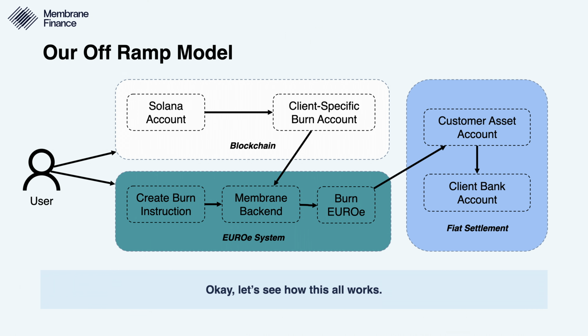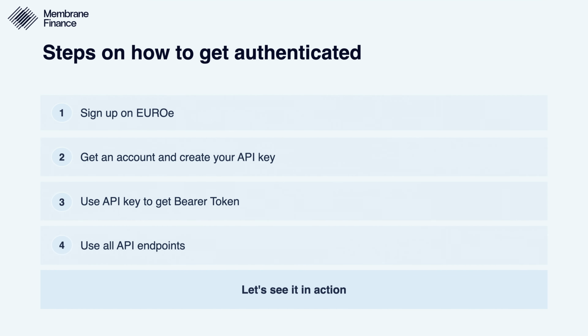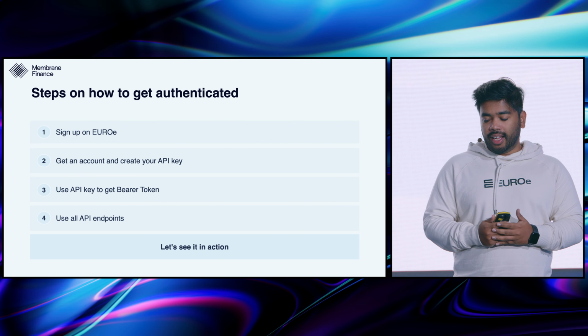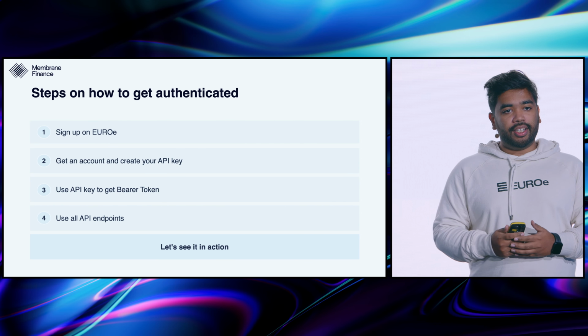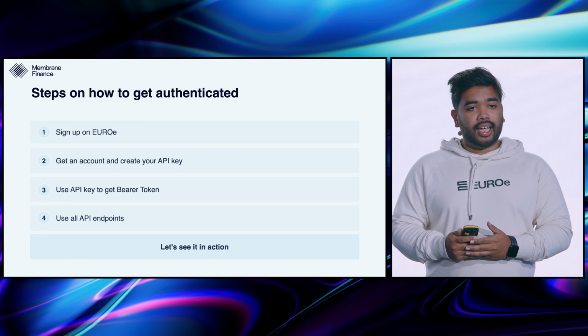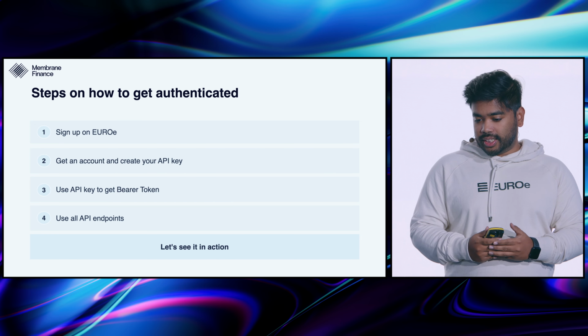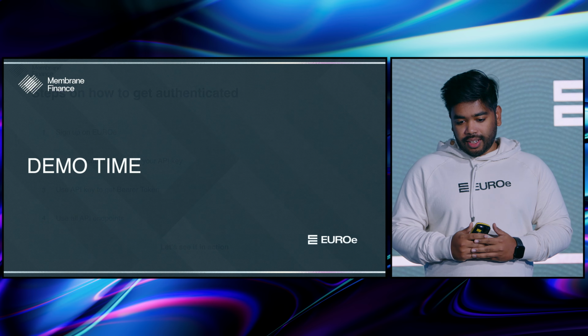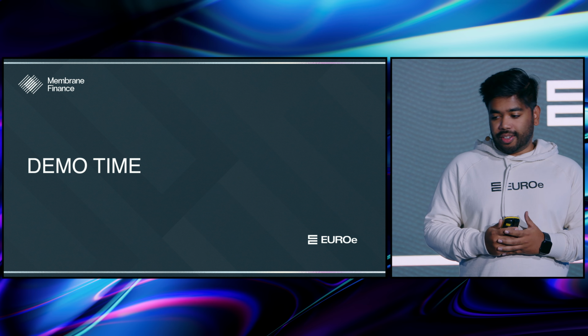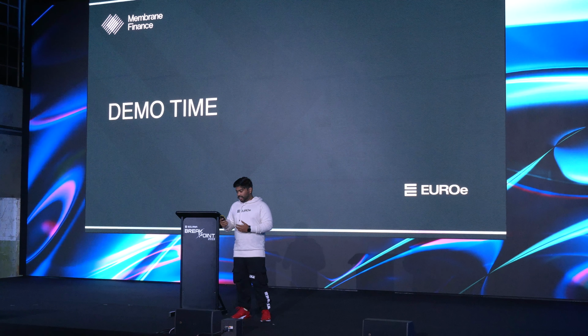And let's talk a bit about how you can do this on our platform. So these are the steps. One is to sign up with us. Next, when you get an account, you get to create your API key. And when you have your API key, you get a bearer token. And lastly, with that, you can use all our API endpoints. So we're going to be seeing a little bit of that right now. Let's get started.